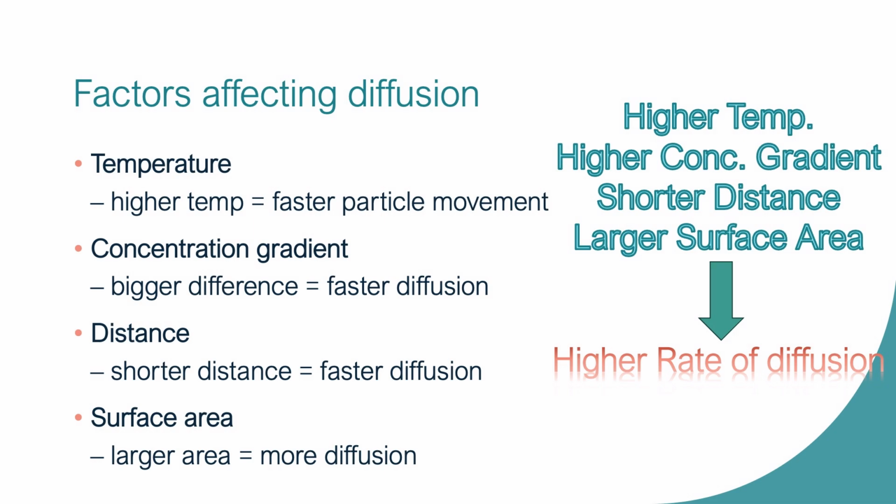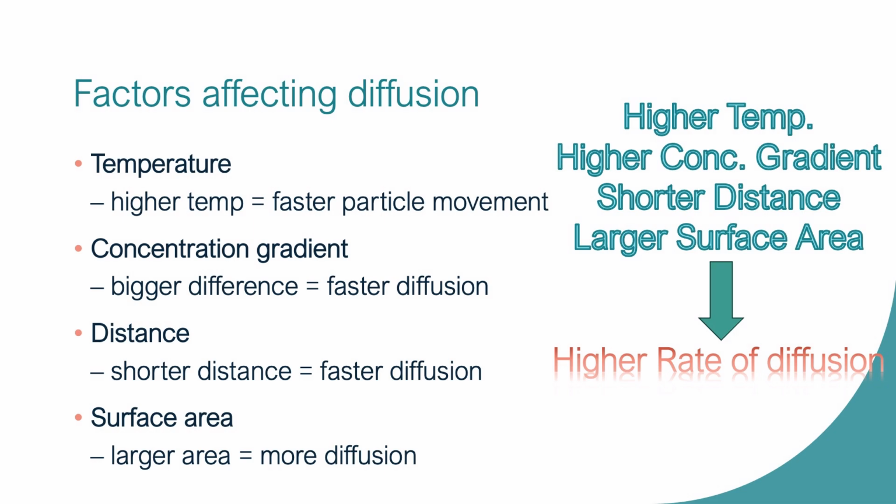Bear in mind that diffusion is a process about the movement of particles. The first factor is temperature. When the temperature increases, the particles can move faster, leading to faster diffusion. The second factor is concentration. Diffusion is the movement of particles from a region of higher concentration to a region of lower concentration. When the concentrations of the two regions have a big difference, which means there is a high concentration gradient, the particles can move faster, which means faster diffusion.